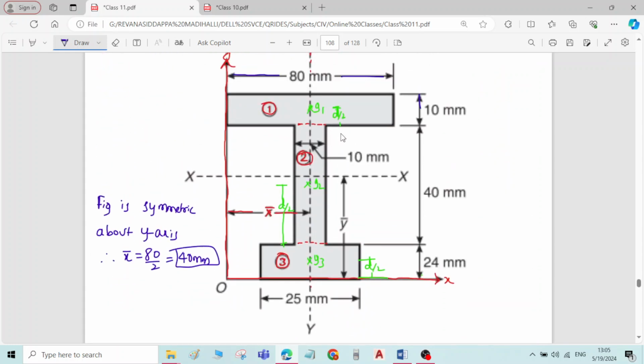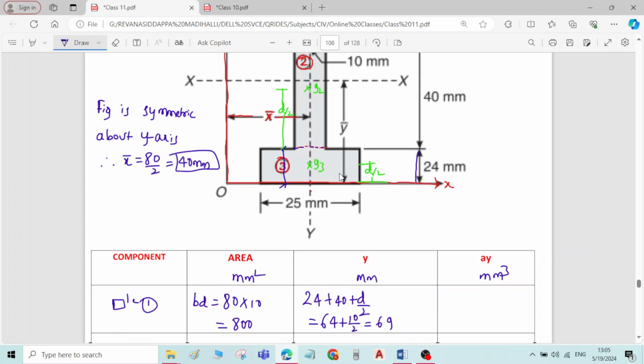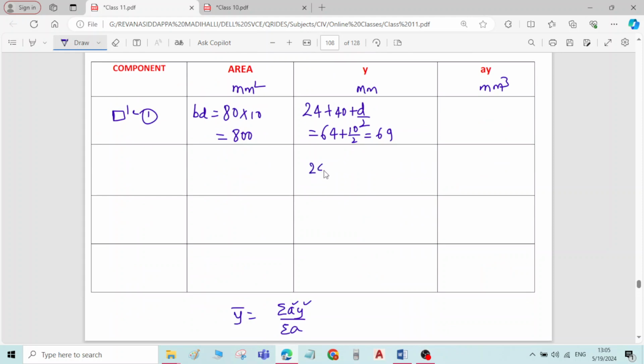So the base of rectangle 1 is at a distance of 24 plus 40, that is 64 mm, from the x-axis. So you have to take into consideration 64 plus d by 2. For rectangle 2, the base of rectangle 2 is lying 24 mm apart from the reference x-axis. So it is 24 plus d by 2.